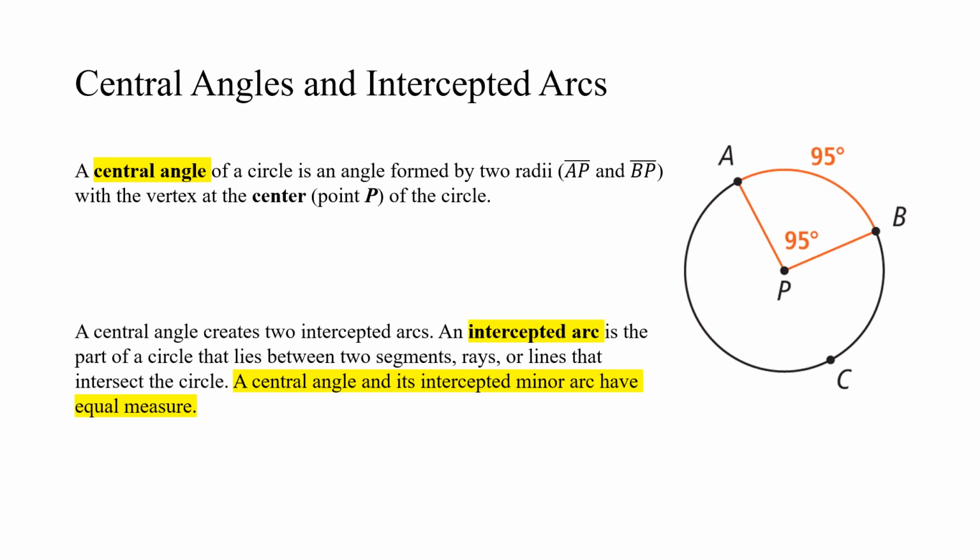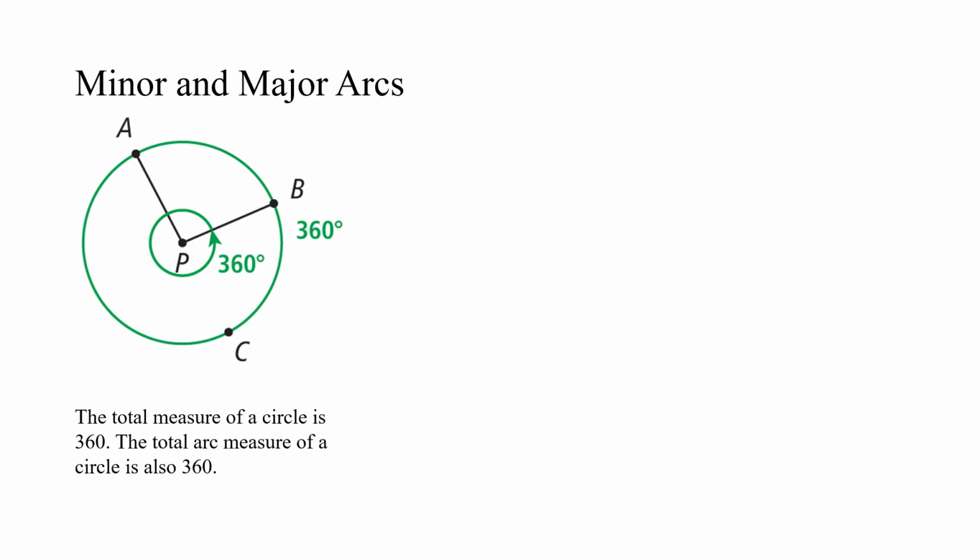Because APB is a central angle, it ends up splitting the circle into two arcs. A smaller arc, AB, which we're also going to call a minor arc, and a much bigger arc, ACB, which we're going to call a major arc. A property of central angles is that a central angle and its corresponding minor arc are always equal to each other. And we can go into a little more detail and ask what exactly are the differences between a minor and a major arc.